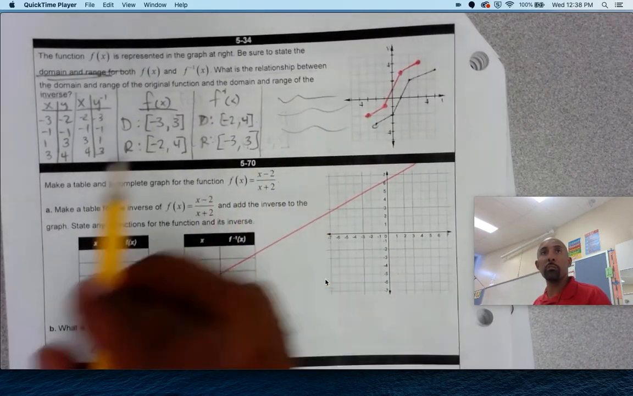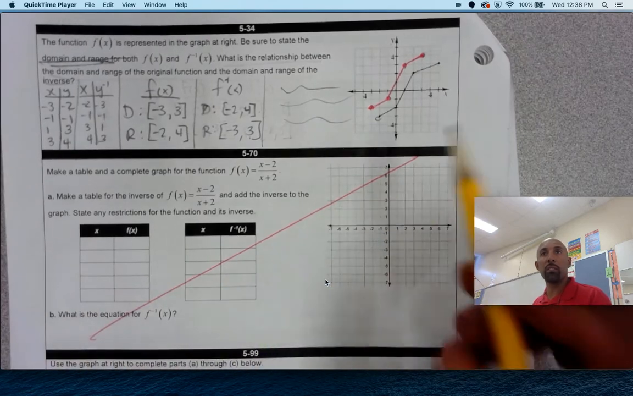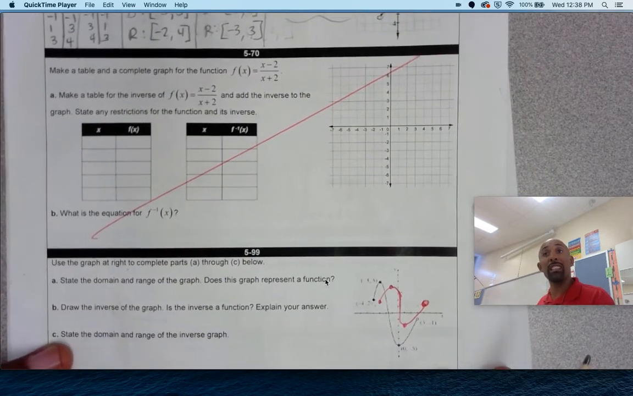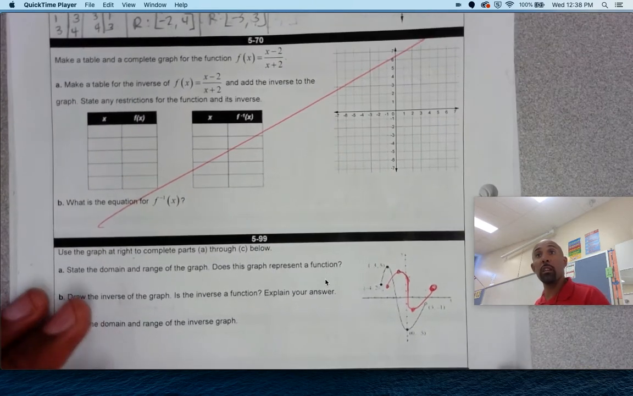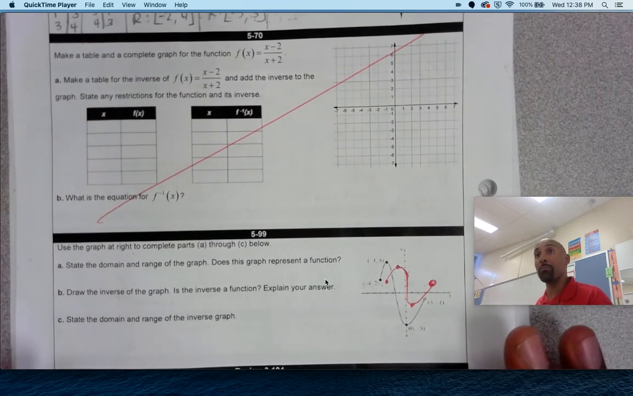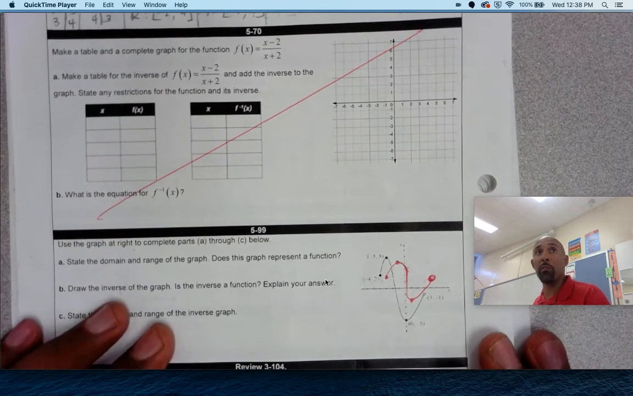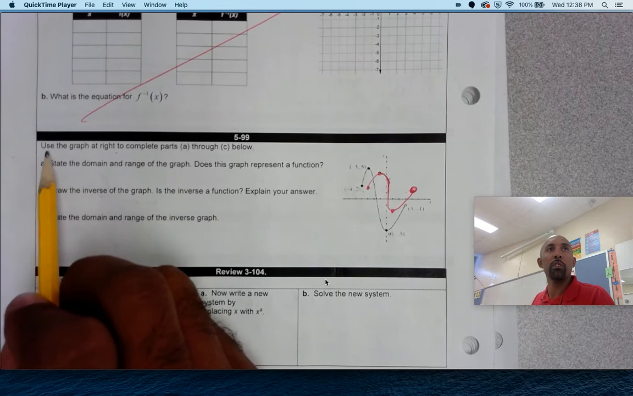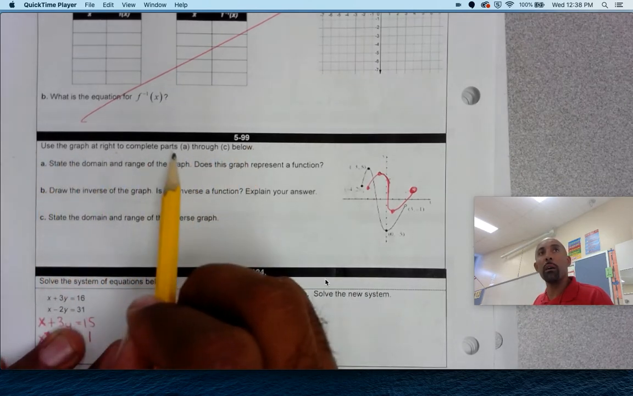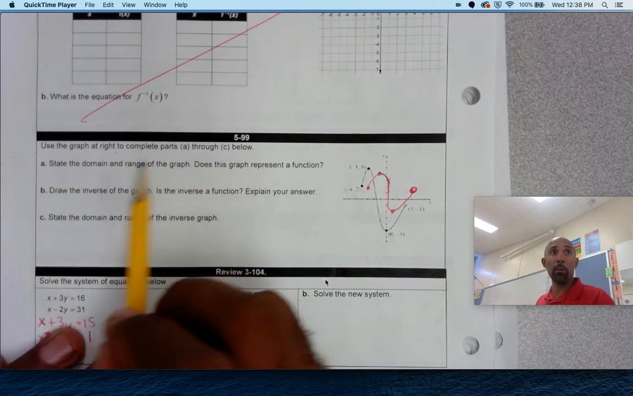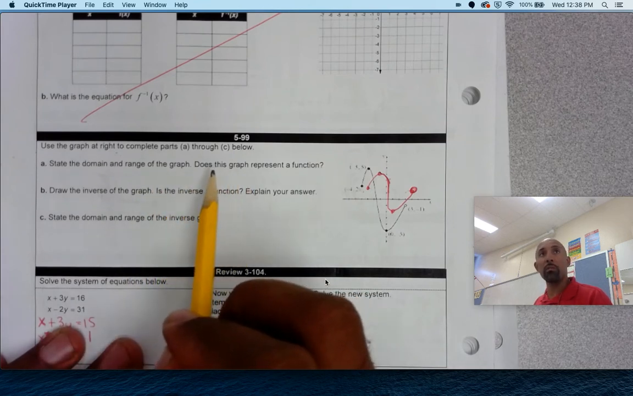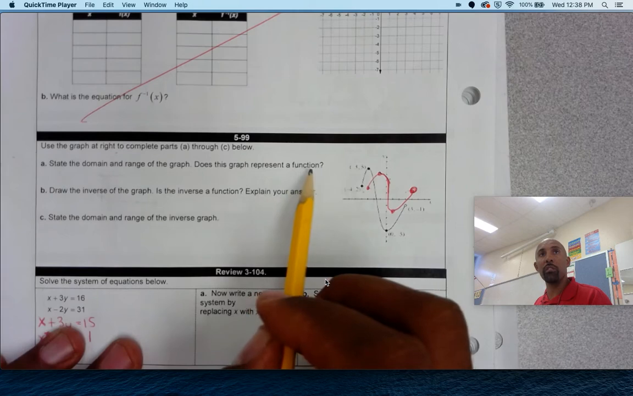All right, now in this particular assignment, we're going to skip this one. It's a little too crazy. If you want to see that, I could show you another video. If you want it, just send me a message. I'll make a video about how to do that one, but not today. All right. Use the graph at the right to complete parts A and C below. State the domain and range of the graph. So let's start with the domain and range. Does it represent a function, after we figure that out?